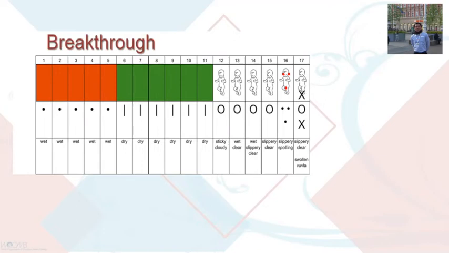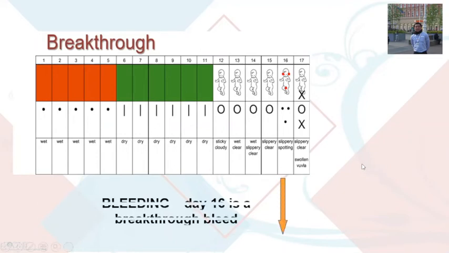Spotting within mucus secretion is a sign of a breakthrough bleeding. Take note, it can never happen during the day of ovulation. The spots with mucus can only take place prior to ovulation. This is a withdrawal bleeding. This is a breakthrough bleeding. I repeat, this is a breakthrough bleeding, day 16.